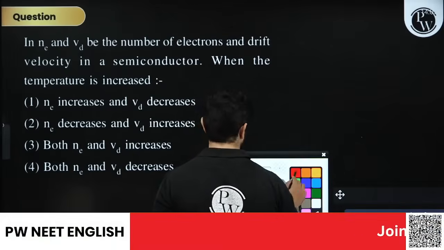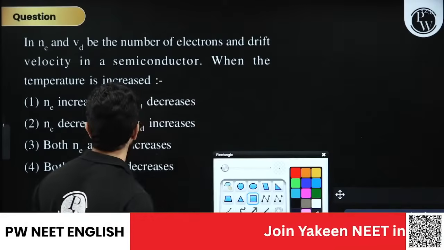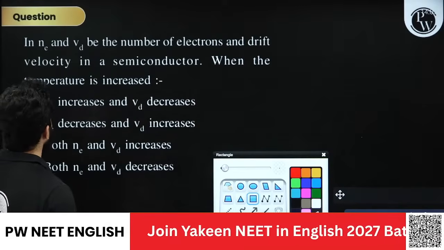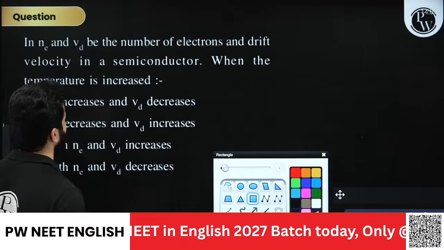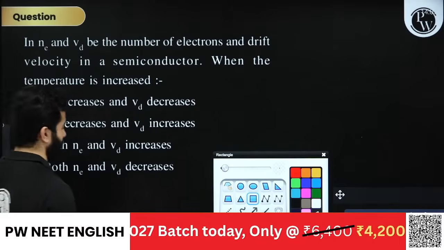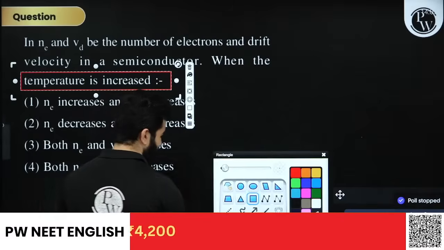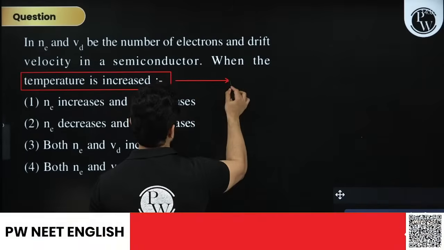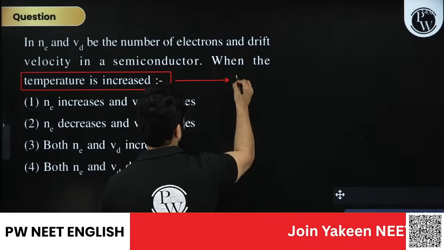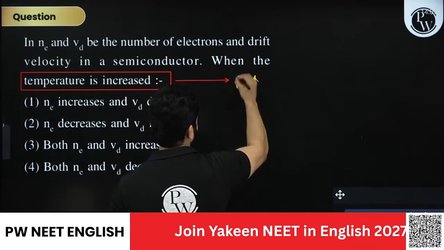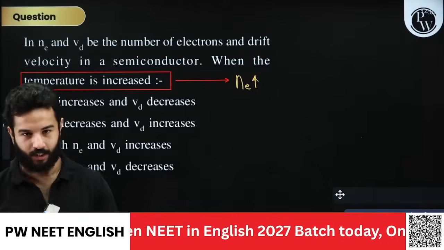See, everyone knows that they are talking about two things. One is Ne, that is the number of free electrons, and the other is drift velocity in a semiconductor when temperature is increased. So when temperature is increased, definitely the number of electrons increases because they can jump from the valence band to the conduction band.